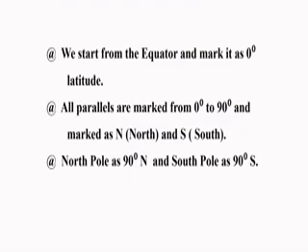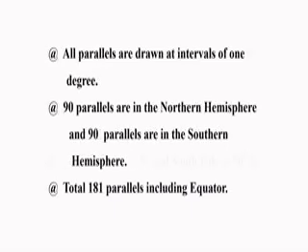We start from the equator and mark it as 0 degree latitude. So the equator is the longest parallel or latitude. We mark the other parallels from 0 to 90 degree. Apart from their value, the parallels are also marked as N for north and S for south according to their location. The North Pole is written as 90 degree north and at the same time the South Pole is written as 90 degree south. Now, all parallels are drawn at intervals of 1 degree.